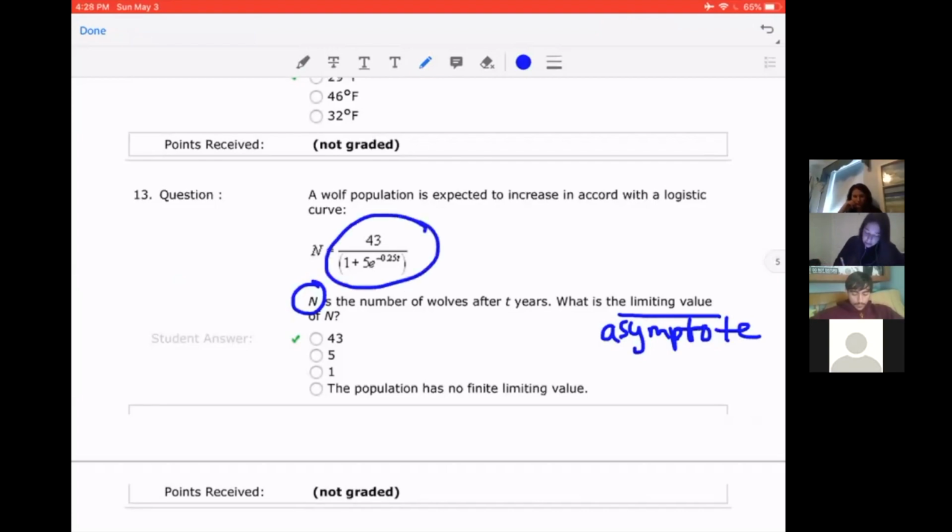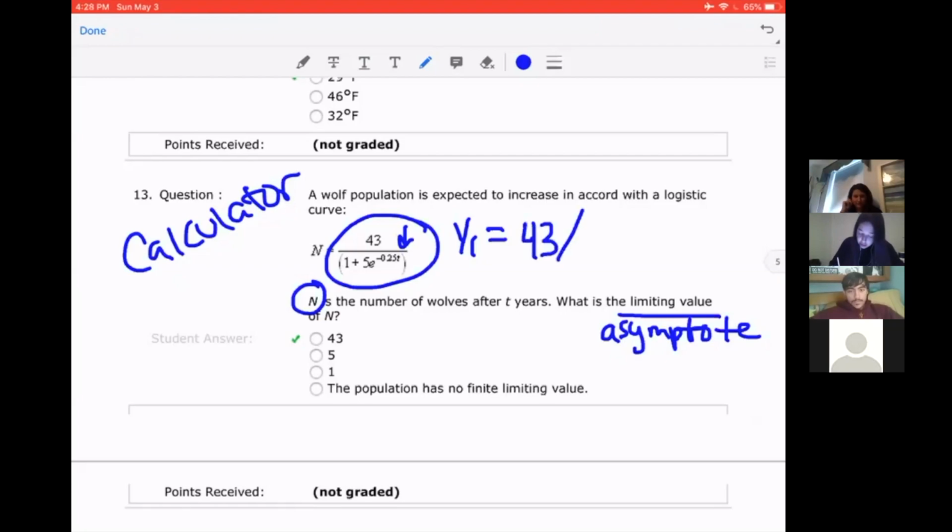So all we're going to do is put this into Y1 in the calculator. This is just a calculator problem. But obviously instead of T, we can't use T. So what are we going to use? The X, right? So in Y1 in the calculator, we would put 43 divided by 1 plus 5e to the negative 0.25, and then we would put X there. Let me put that in here really quickly: 43 divided by 1 plus 5 e to the power of negative 0.25 x.